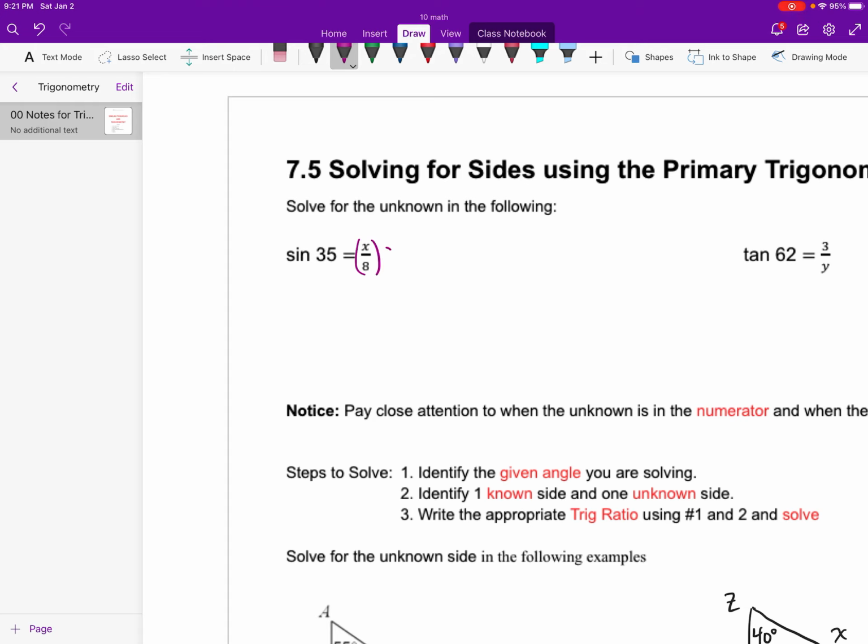So we would multiply both sides by 8 right here. 8 times x over 8, the 8s cross out. And so now we have x equals 8 times sine 35. If you go into your calculator and type in 8, you find your sine button. So hit sine and then type in the number 35. You'll have to make sure that your calculator is in degree mode. If you punch that in, you get x equals about 4.6. So x equals 4.6.